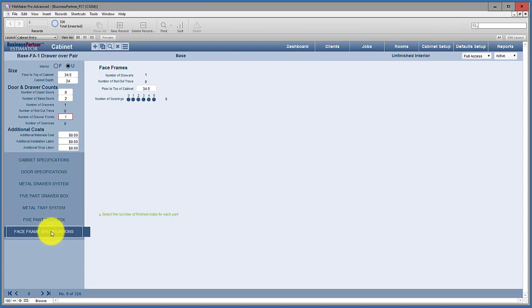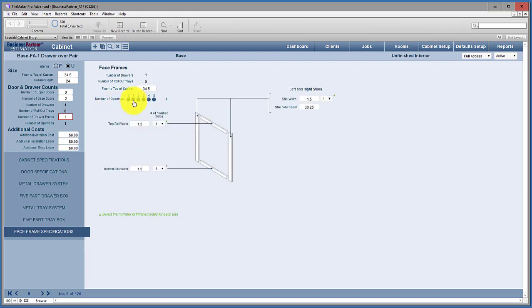Face frame specifications. As you see here, I'm on a full access cabinet, so there's nothing here about the face frames, but I could potentially have a frameless cabinet that I'm going to add a subframe to, so I could answer these questions here and get that frame just as well as in a face frame cabinet. And we just base it off the number of openings, and you'll see here if I click on one that I get this drawing. This drawing is irrelevant. It's just here for reference only. It's not to be accurate in any way.